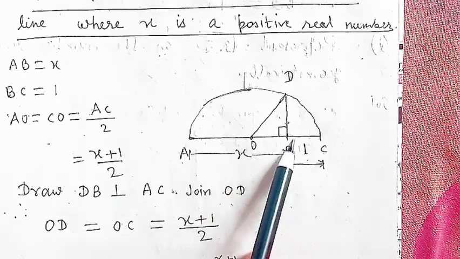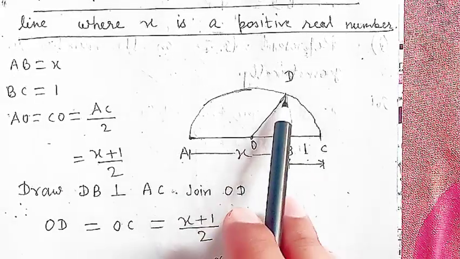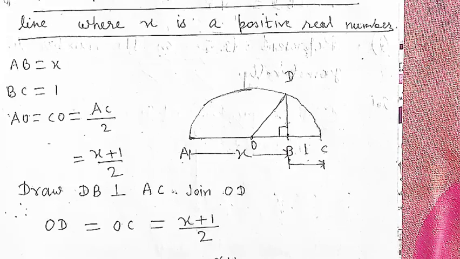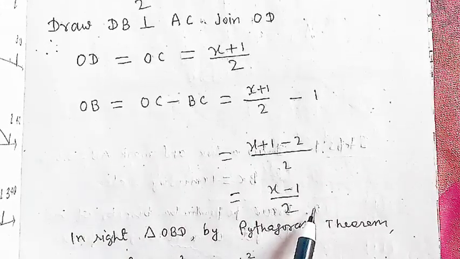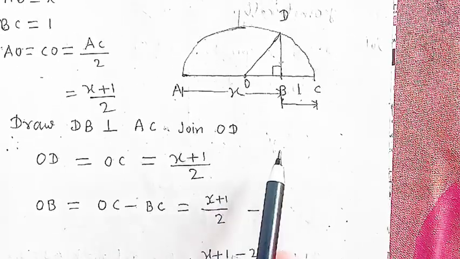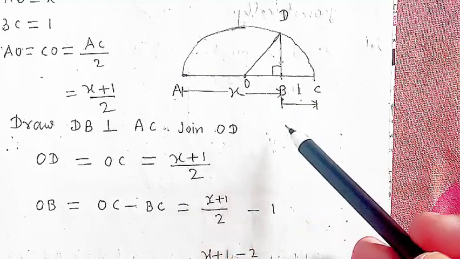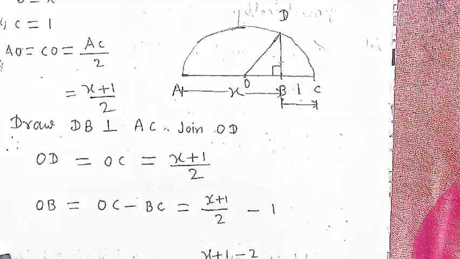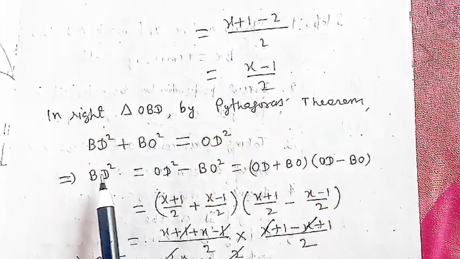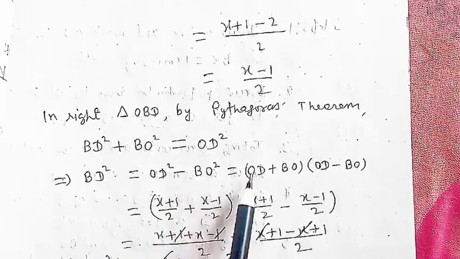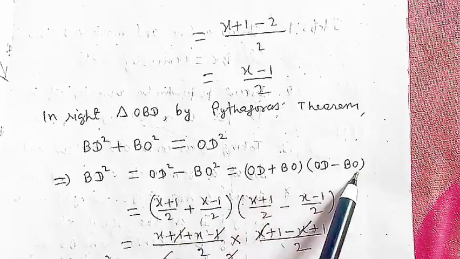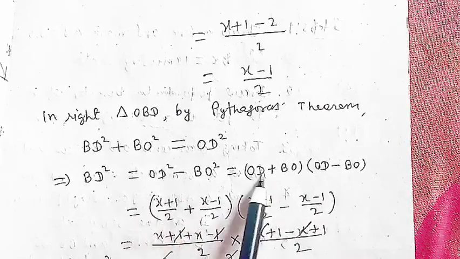Now in right triangle OBD, we know OD and OB. OD is x plus 1 by 2. OB is x minus 1 by 2. On applying the Pythagoras theorem, we can write BD square plus BO square is equal to OD square. From here, we can write BD square is equal to OD square minus BO square, which is equal to OD plus BO into OD minus BO. This is a square minus b square, which is a plus b into a minus b. Now putting the value of OD and BO.